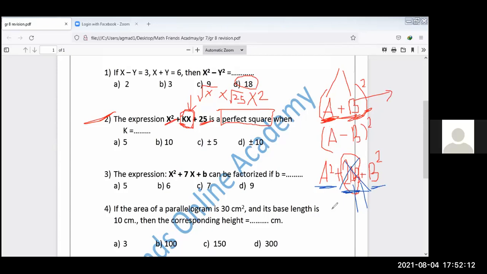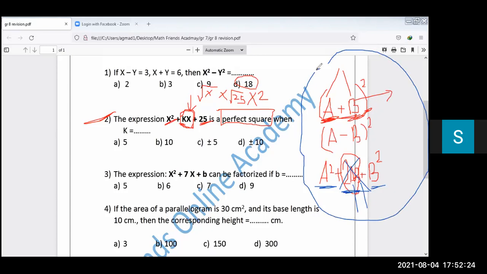Teacher, I have a question. From where did you bring the A and from where did you bring the B? From this question, from my mind, to remember the meaning of perfect square. We have now two terms, all of them inside the brackets like this, and all of them power of 2. And here also A minus B, all of them power of 2 inside the brackets.